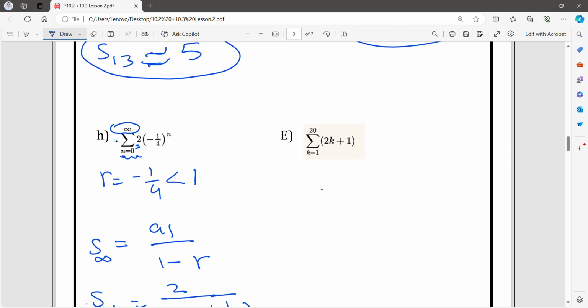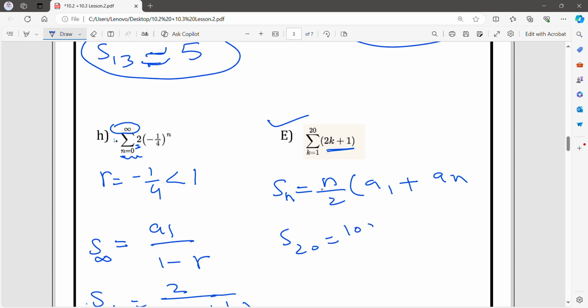Now if I go to part e, you can see this is an arithmetic sequence because k is not a power. We need to find the sum. This means sum or evaluate, right? So what is the sum formula in arithmetic? It's n over 2 times (a1 plus an). Here n is 20, so 20 over 2 times a1 plus a20. How can I find a1 now?